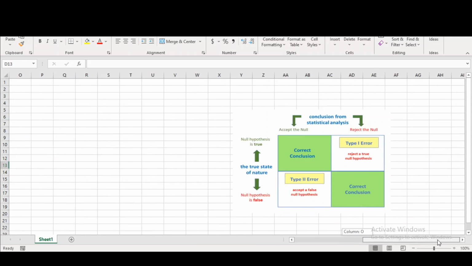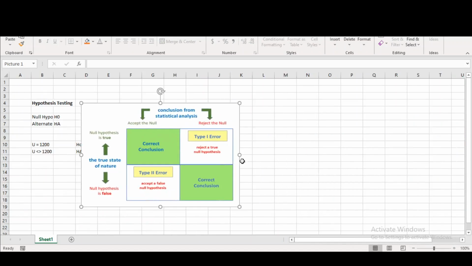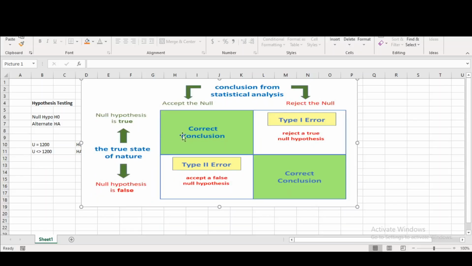Before this example, we can also look at this plot graph. This is basically the types of error. This is my true state, whether my null hypothesis is true or whether my null hypothesis is false. This is my true condition, and based on the statistical test that I will be performing, I either accept my null or reject my null. Based on this, type 1 error arises and type 2 error arises.